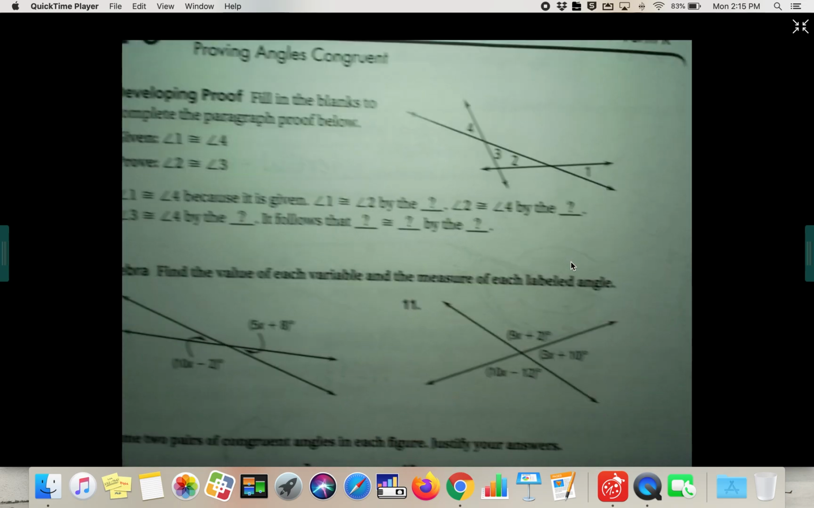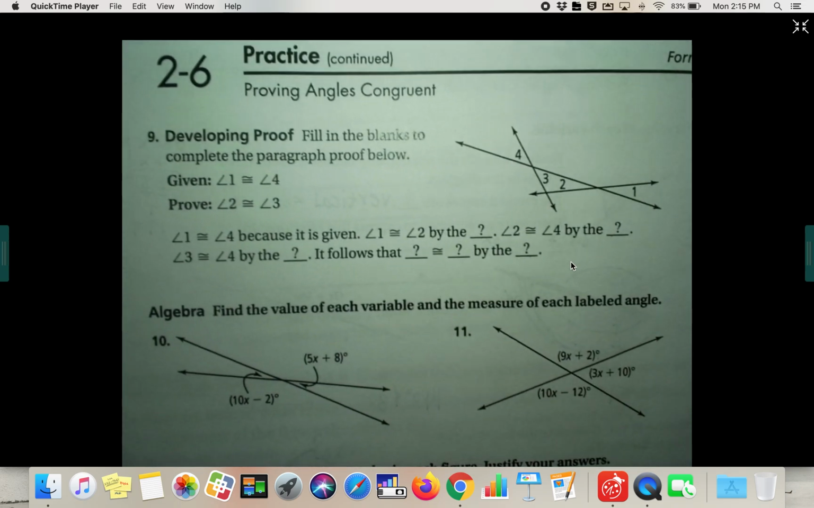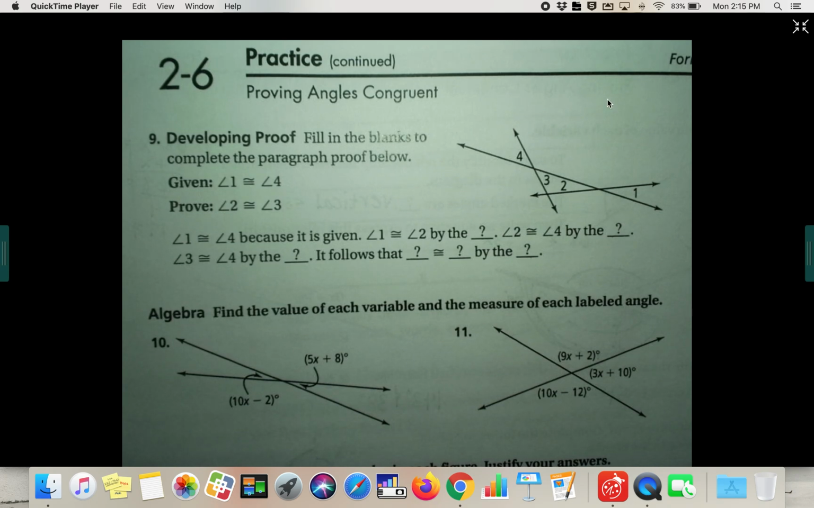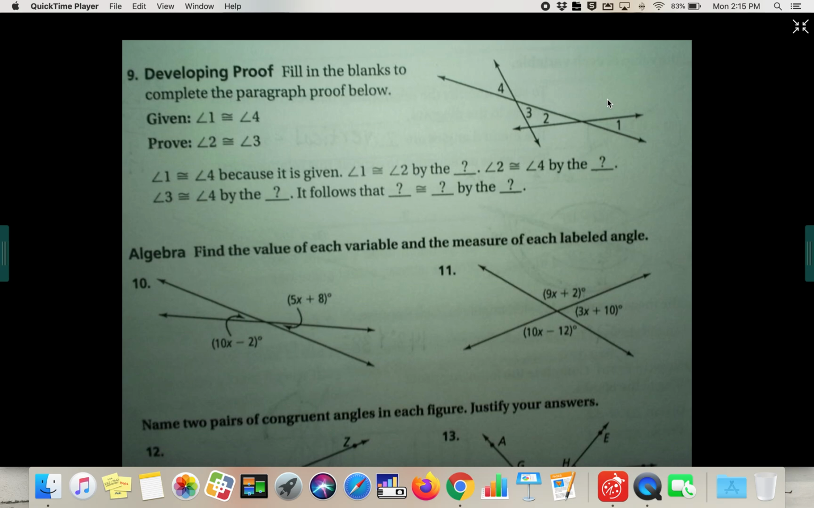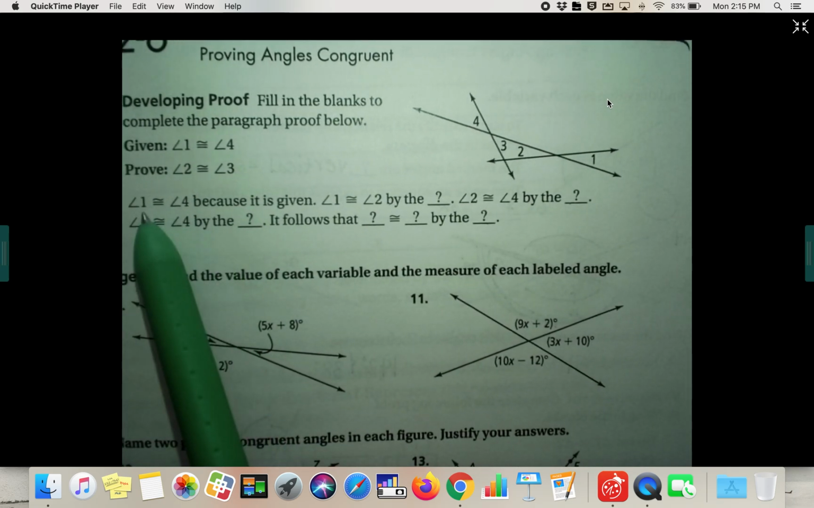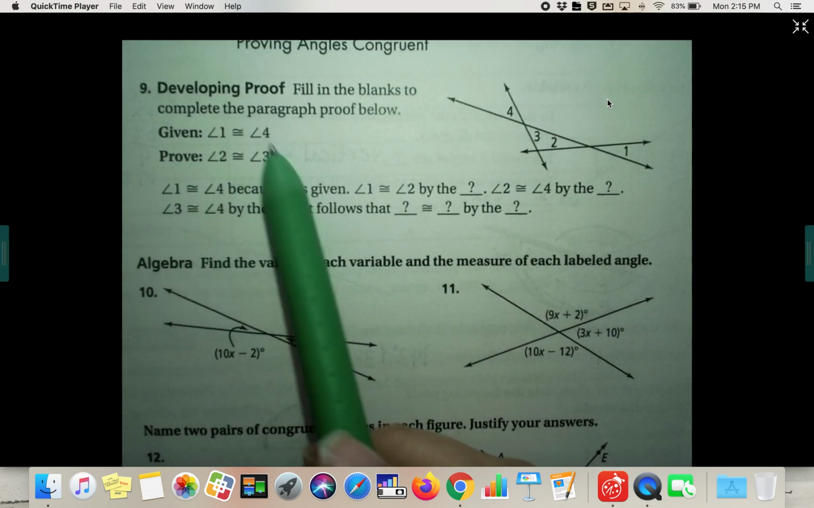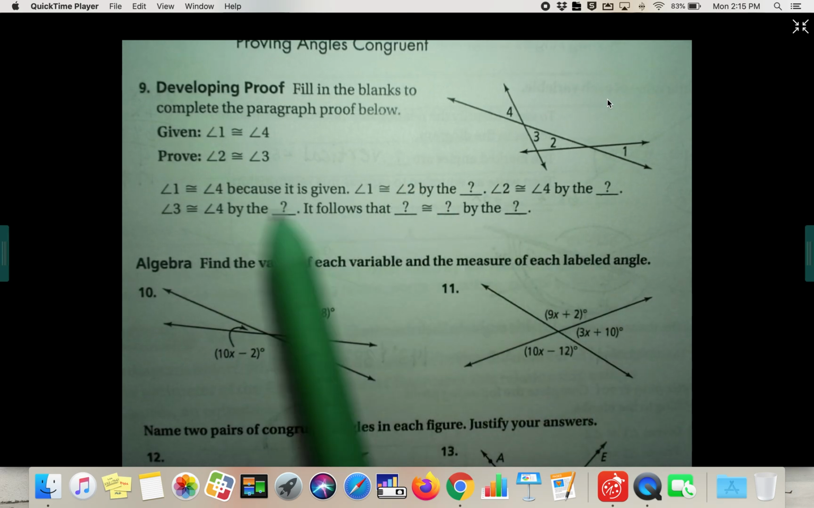Okay, we're not going to do all of these on the back because I know that you guys are probably starting to get this. As long as you have a word bank, I would think you'd be okay. But let's do just a few real quick. Angle 1 and angle 4. Sorry, if we did a proof, we're really just filling in some blanks here.